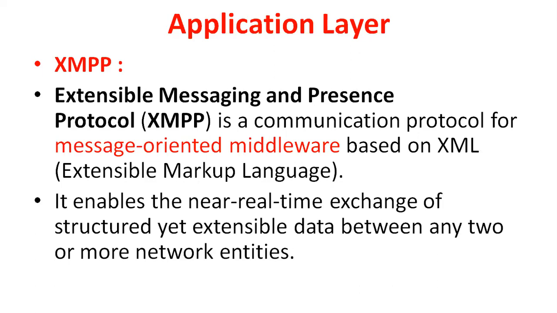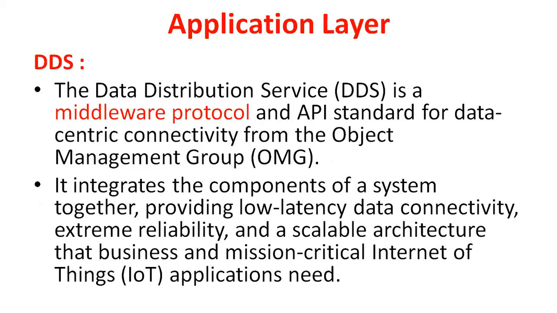Like that, we have different application layer protocols. The other one is the Data Distribution Service protocol, a middleware protocol. This is connectivity from the Object Management Group. It integrates the components of a system. The main purpose of this protocol is integrating components of an IoT system, providing low latency data connectivity, and being extremely reliable. This protocol is reliable.